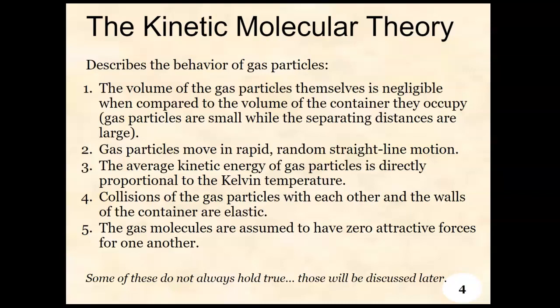The average kinetic energy, the temperature, of a gas particle is directly proportional to the Kelvin temperature. So the movement is proportional to Kelvin. Remember, 0 Kelvin, we can't reach on Earth because the Earth is spinning. You can't stop the movement on Earth because of that. Number 4, collisions of gas particles with each other and the walls of containers are elastic and cause pressure. The gas molecules are assumed to have 0 attractive forces to one another, yet they don't want to be near each other. Some of these do not always hold true, but we'll discuss that later.